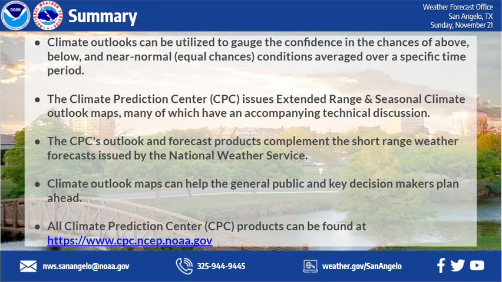In summary, climate outlooks can be utilized to gauge the confidence in the chances of above, below, and near normal or equal chances conditions averaged over a specific time period. The Climate Prediction Center issues extended range and seasonal climate outlook maps, many of which have accompanying technical discussions with them. The CPC outlooks and forecast products complement the short-range weather forecasts issued by the National Weather Service. Climate outlook maps can help the general public and key decision makers plan ahead. And all Climate Prediction Center products can be found at www.cpc.ncep.noaa.gov.